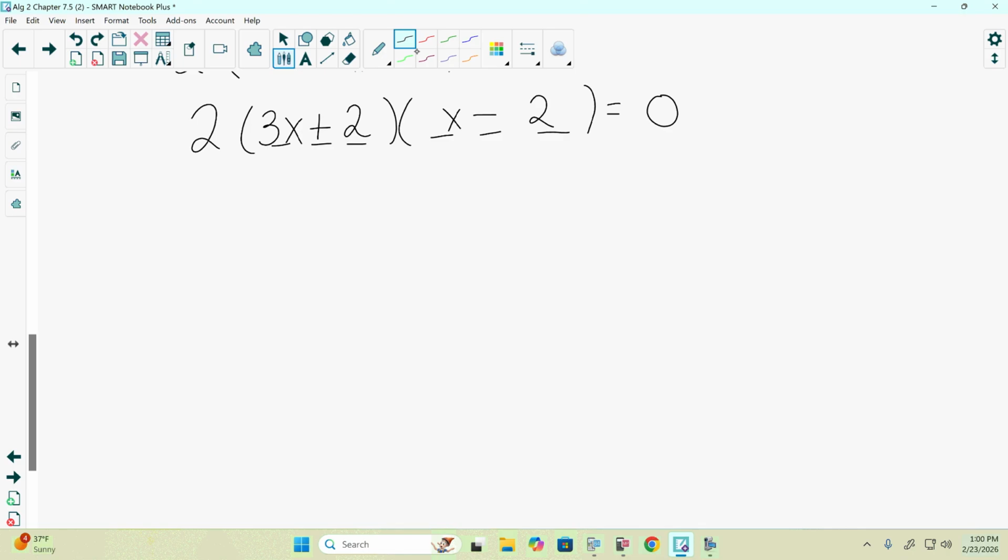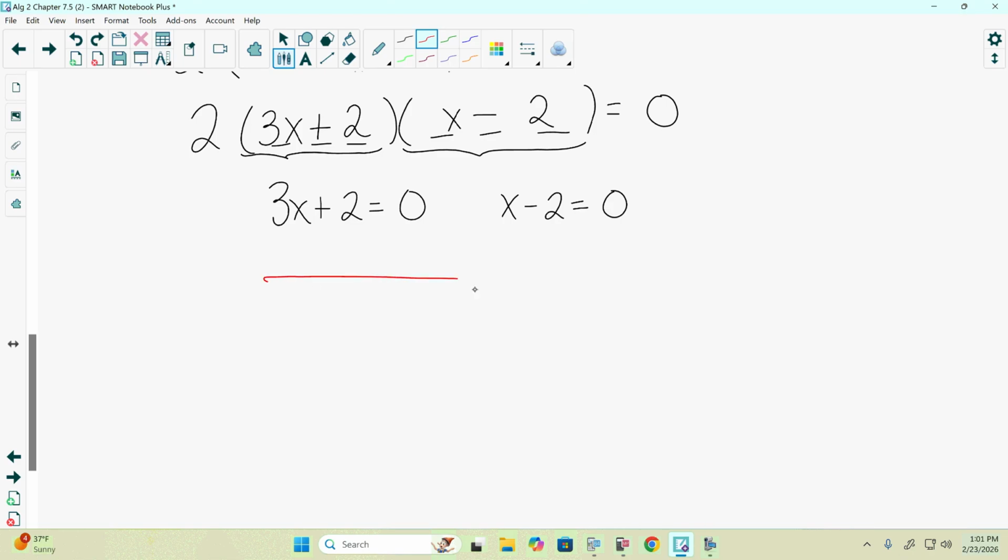for this here. And since we do have it in factored form, we have two things multiplied together to equal 0. According to the zero product property, either 3x plus 2 is equal to 0, or x minus 2 is equal to 0. Because whenever we have two or more things multiplied together to equal 0, one of these has to be 0.